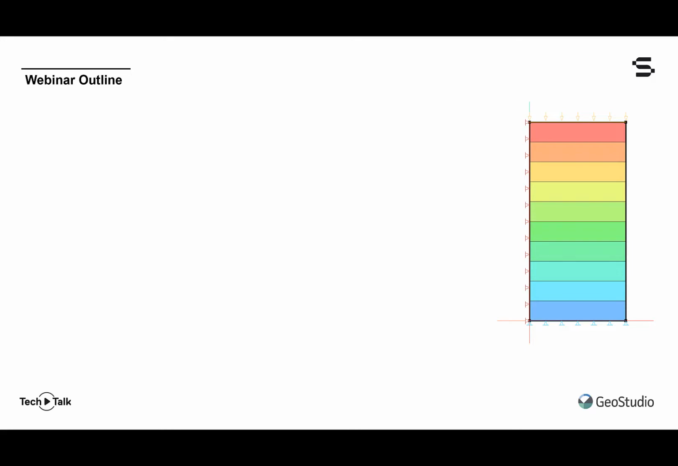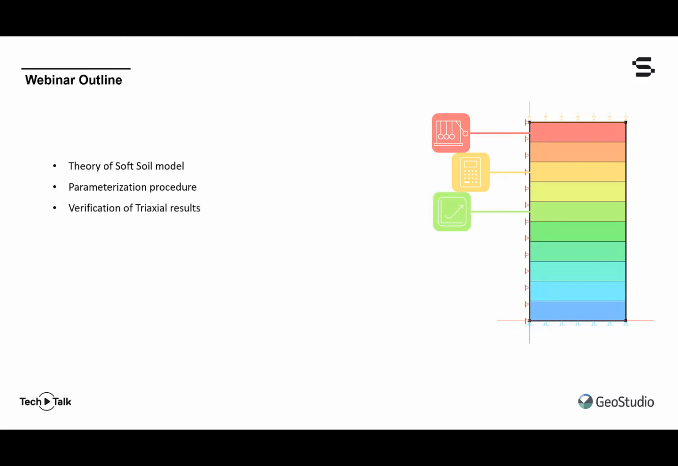In today's webinar, we will begin by reviewing the theory of the soft soil constitutive model. Then, a step-by-step procedure will be presented for parameterizing the soft soil model, and simulations will be verified using the measured laboratory results. A demonstration of the steps for modeling a field scale example using the soft soil model will also be provided at the end of the webinar, and then finally some concluding remarks will be reviewed.